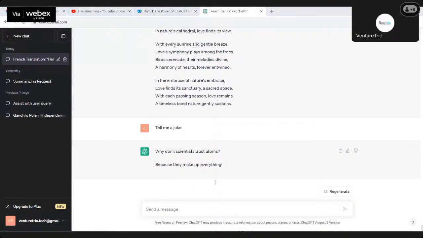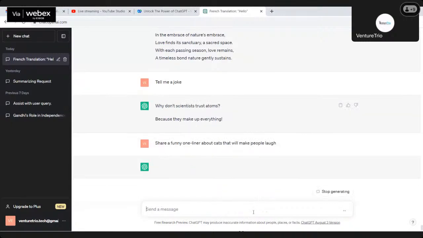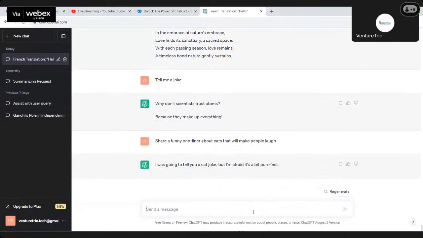In an engineering way, how specific, how we ask the same query, same prompt. Share a funny one-liner about cats that will make people laugh. So, I was going to tell you a cat joke, but I'm afraid it's a bit purr-fect.